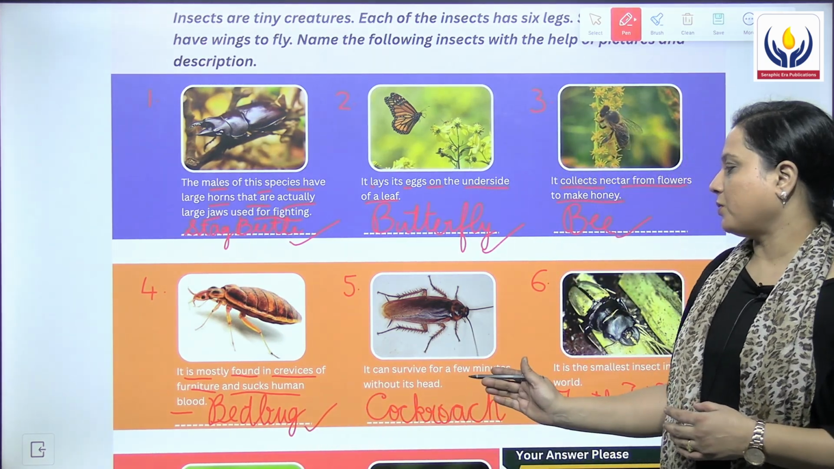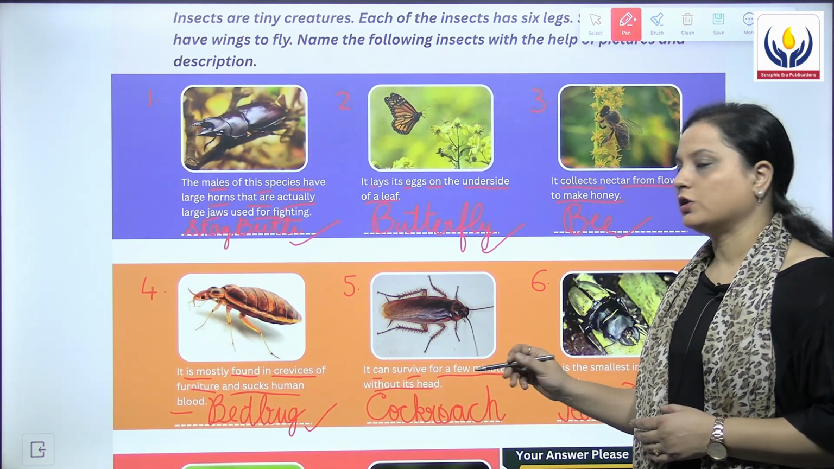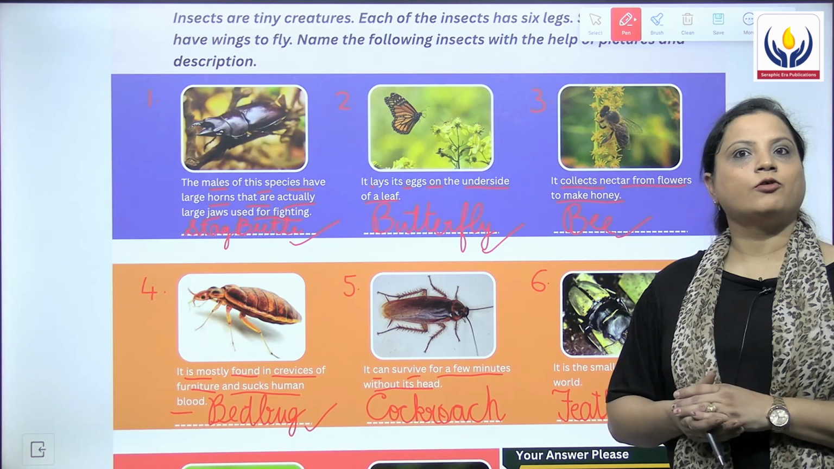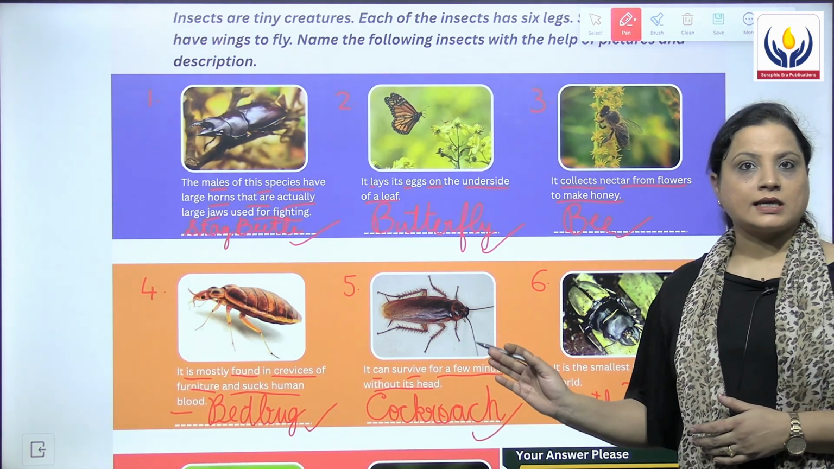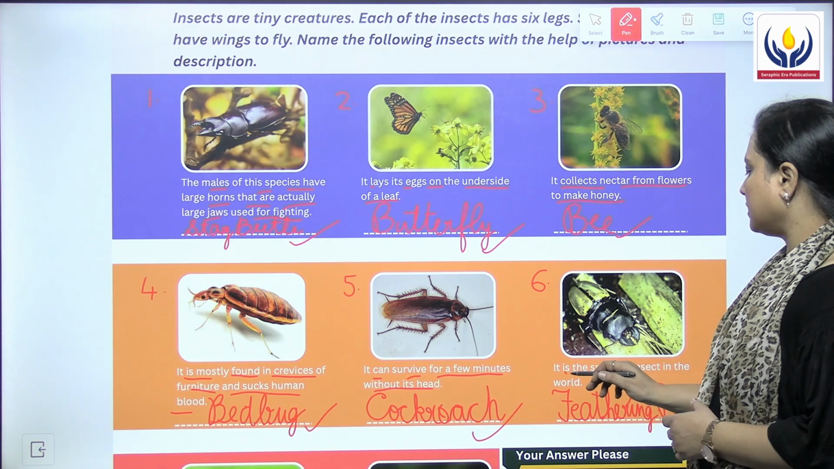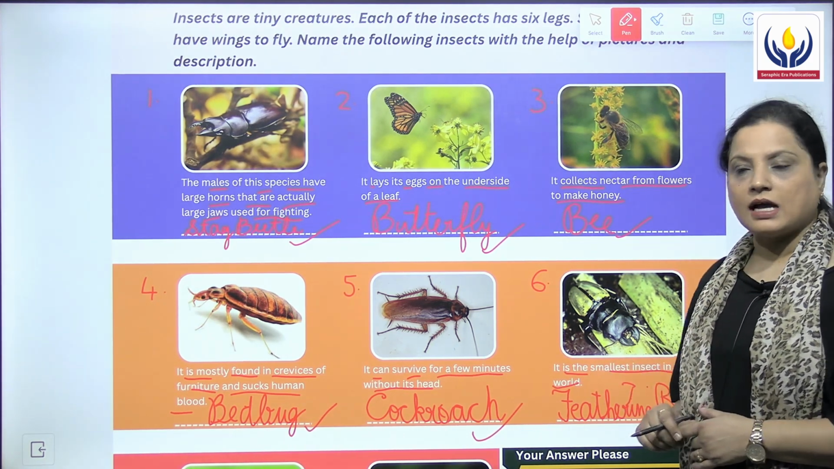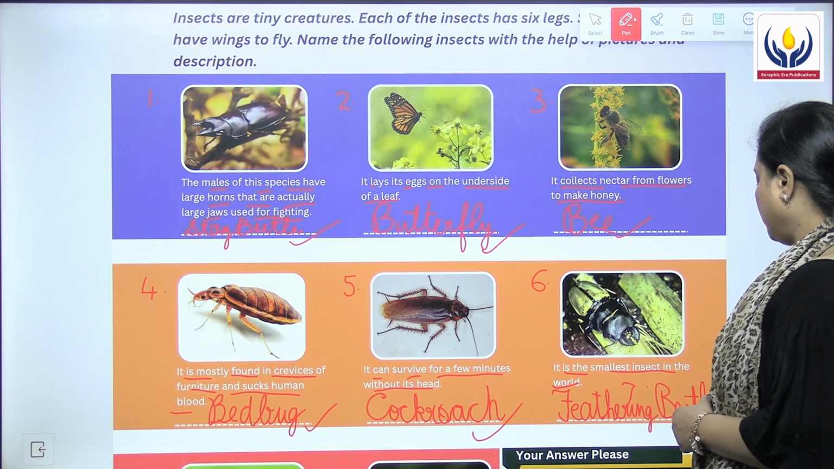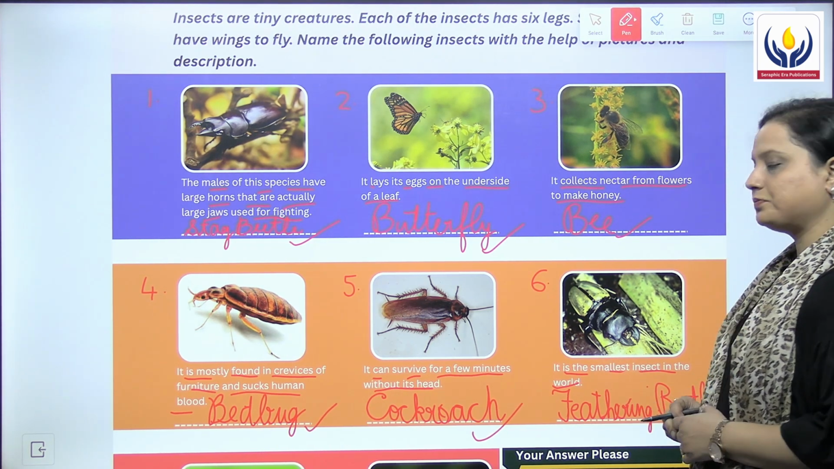Then the fifth image, it can survive for a few minutes without its head. And the answer for this is cockroach. The sixth image says that it is the smallest insect in the world, and its answer is feathering beetle. I would call it feathering beetle.